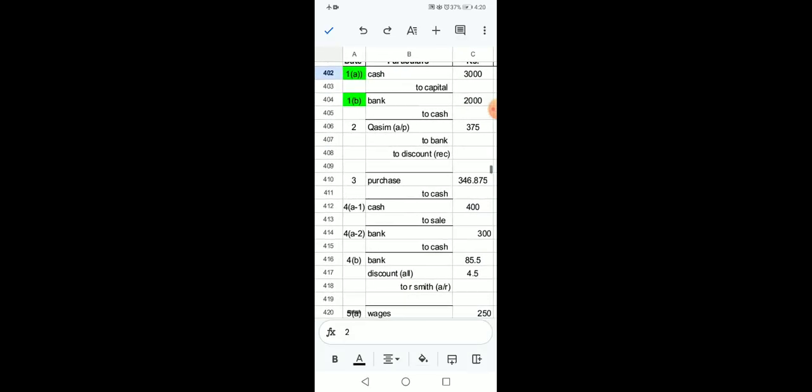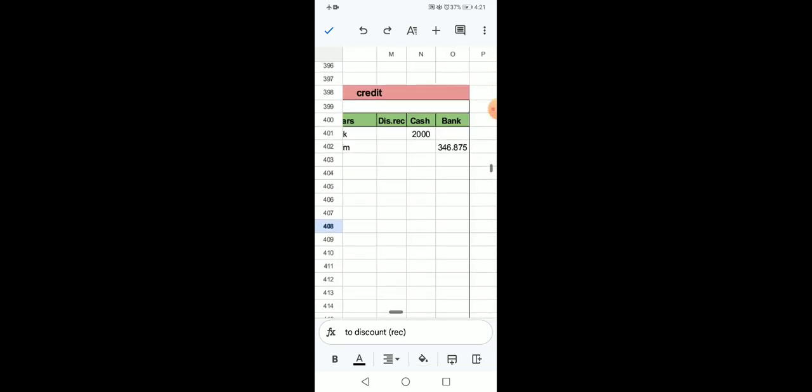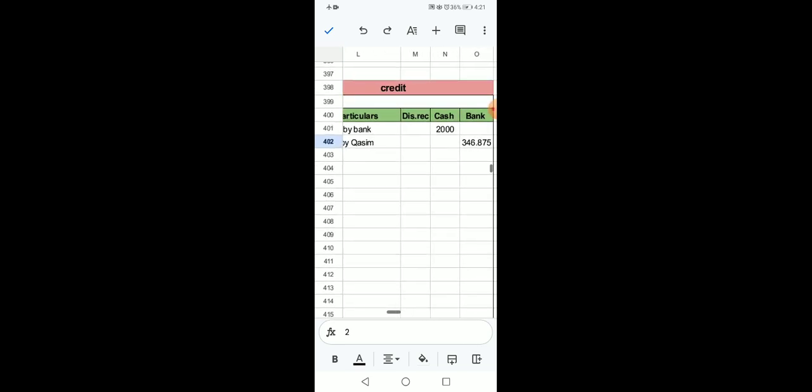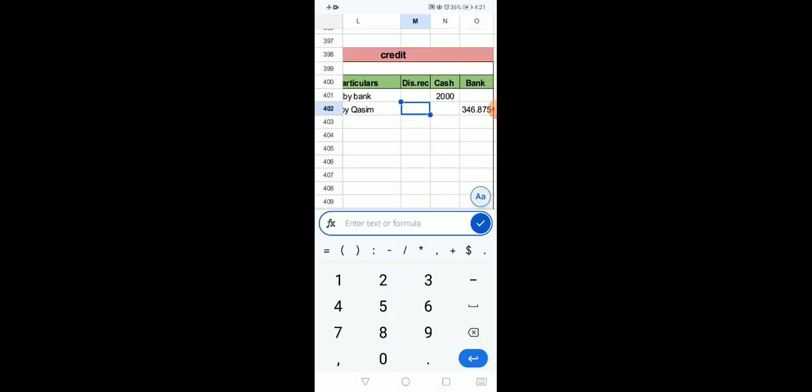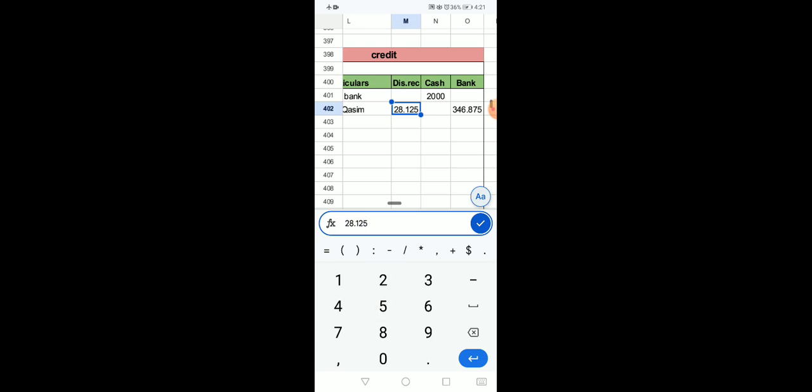In this entry, there were two elements. One element has been posted. The second element is discount, which is written on the credit side. You will go to the credit side and write 28. This is your credit side. And you may write in the next line, but kindly give your attention. The discount reference is Qasim and the discount date is also 2. Dates and reference are the same. So you may write discount in the same line, which is 28 point. There was 28.125, so you will write 125 over here.